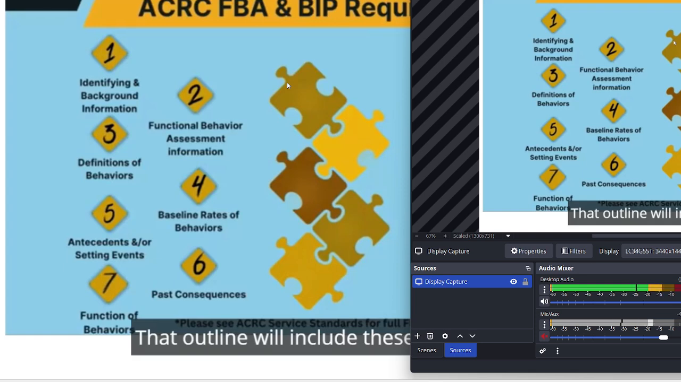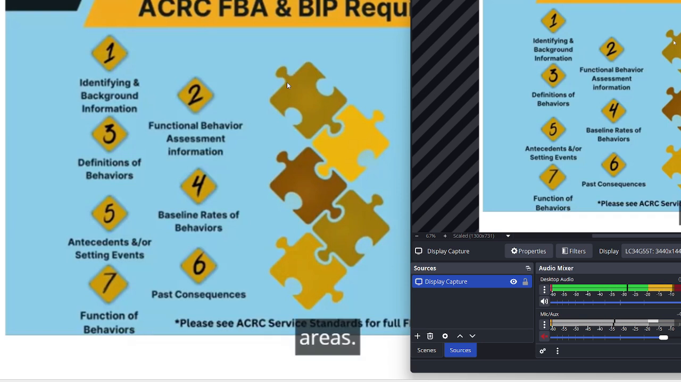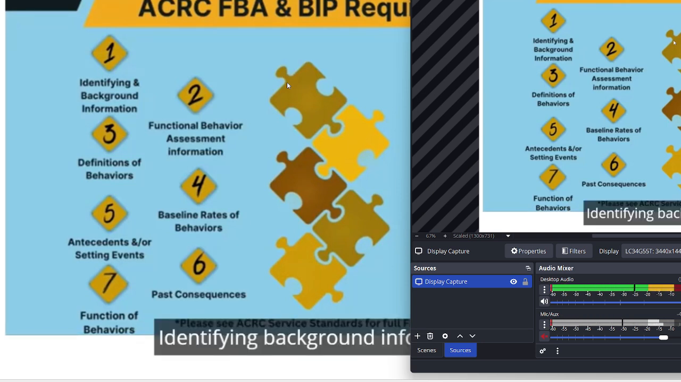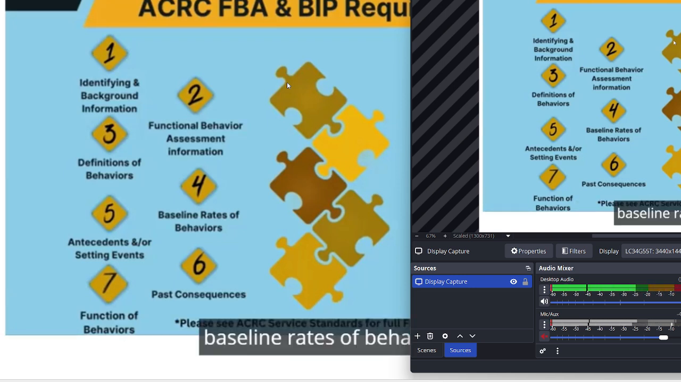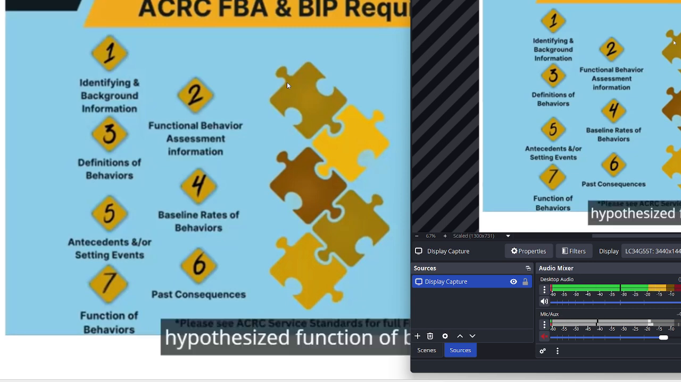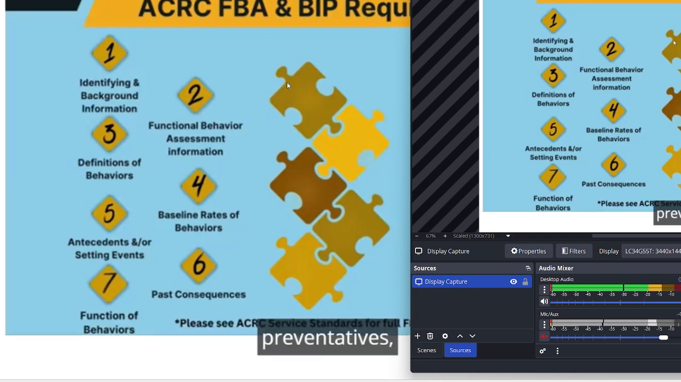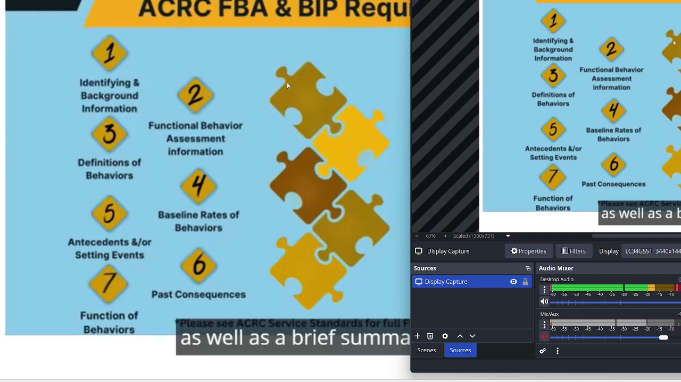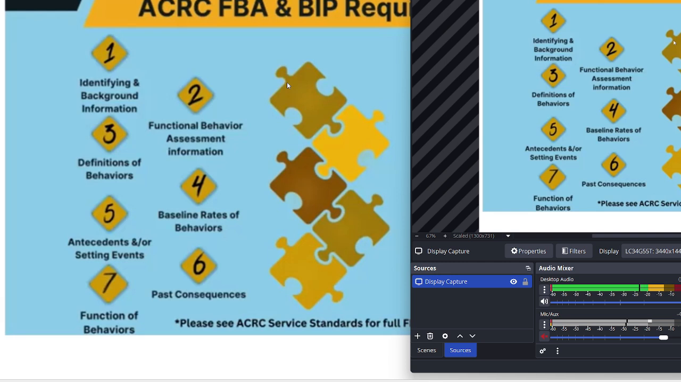That outline will include these 14 content areas: identifying background information, the functional behavior assessment information, a definition of each of the behaviors of concern, baseline rates of behavior, antecedents or setting events, past consequences, hypothesized function of behavior, replacement and related skills to teach, preventatives, teaching and reinforcement procedures, consequence procedures, goals, data, as well as a brief summary with recommendations.